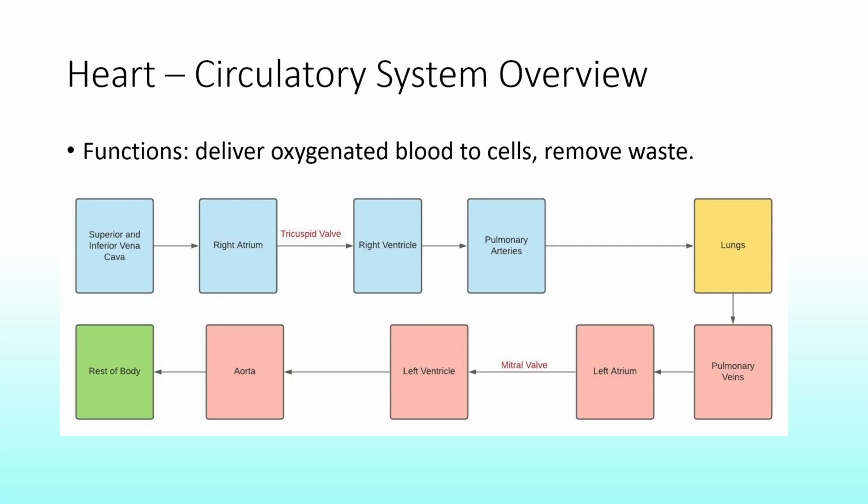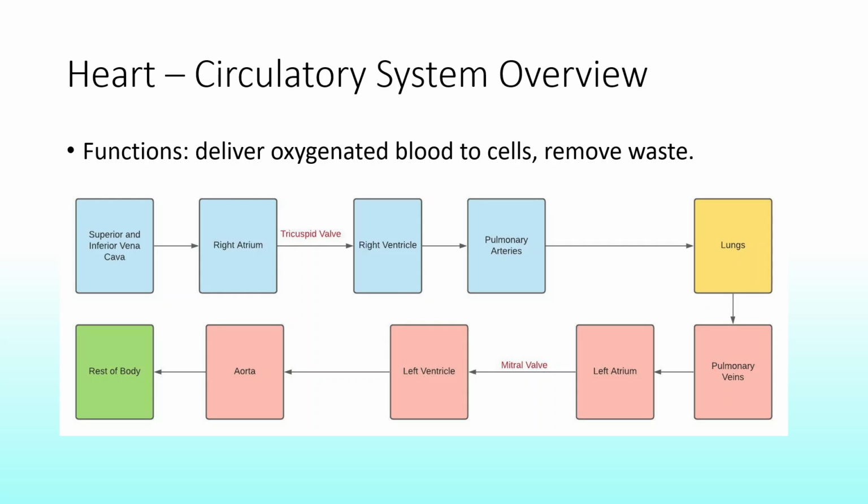Now, let's move on to the heart, so the circulatory system overview. Here I've created a flow chart that depicts the entire flow of deoxygenated to oxygenated blood. Again, the function is that it delivers oxygenated blood to cells and then removes waste. Starting off with the superior and inferior vena cava, this is where deoxygenated blood enters and then goes to the right atrium.